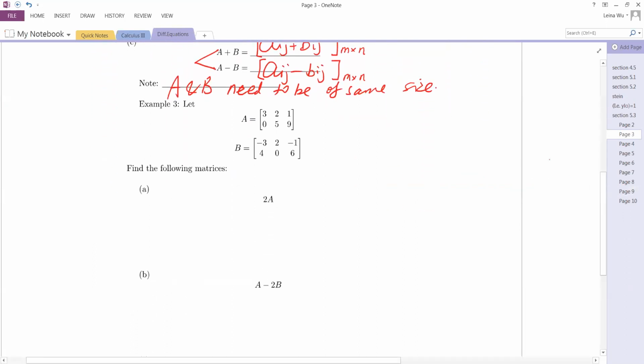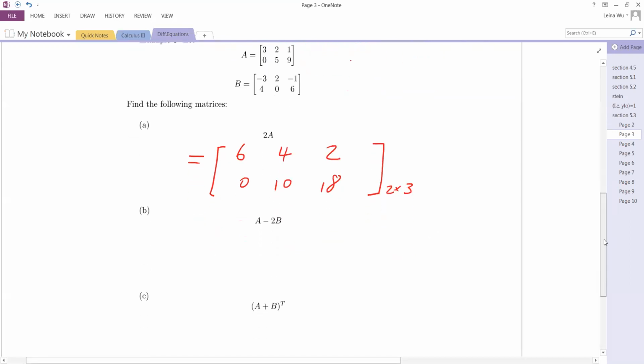Okay, let's finish page 3 real quick. We have these two matrices given, matrix A and matrix B. What's going to be matrix 2A and what's going to be matrix A minus 2B? 2A should be quick, right? 6, 4, 2, 0, 10, 18. Yep. Okay, this is still a 2 by 3 matrix.